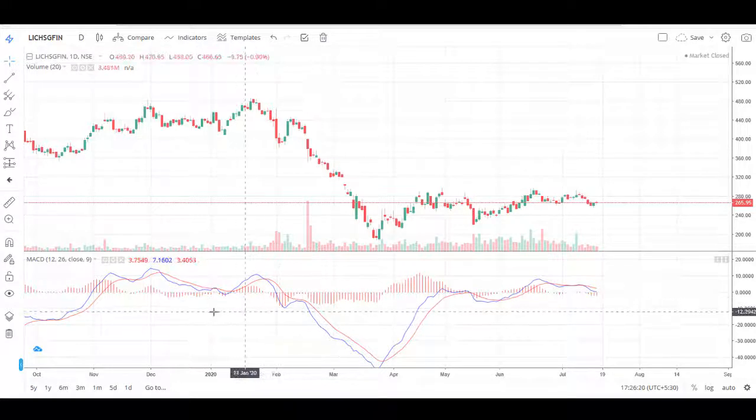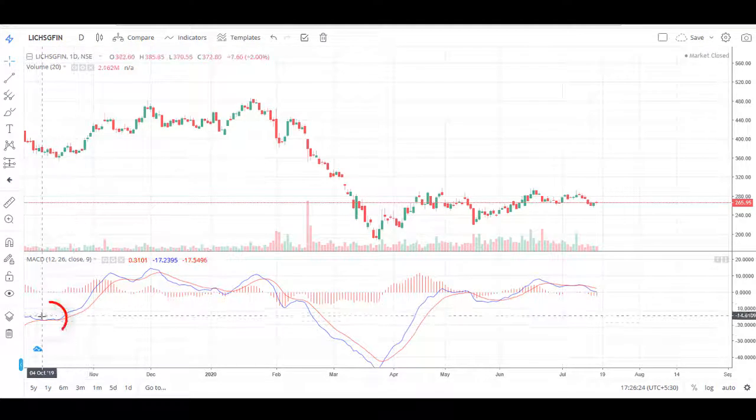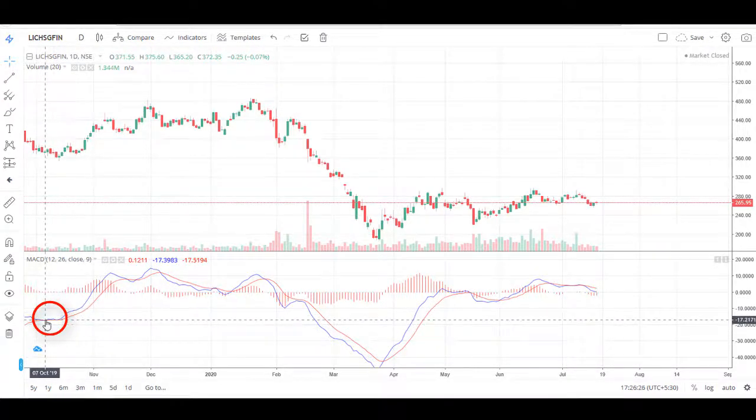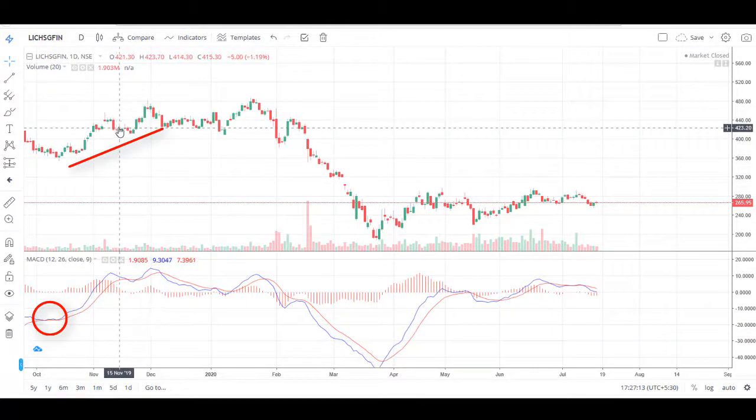When the lines cross each other below the zero line, we have to consider it a buy signal. For example, you can see it gave a buy signal here. So this was a buy signal. On this signal, you can notice the trend was really good, so it had a lot of potential.